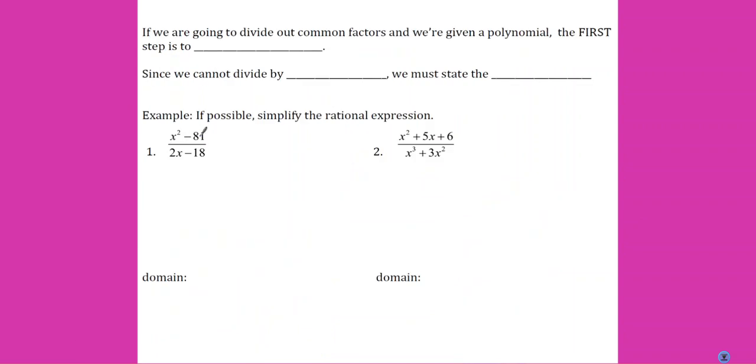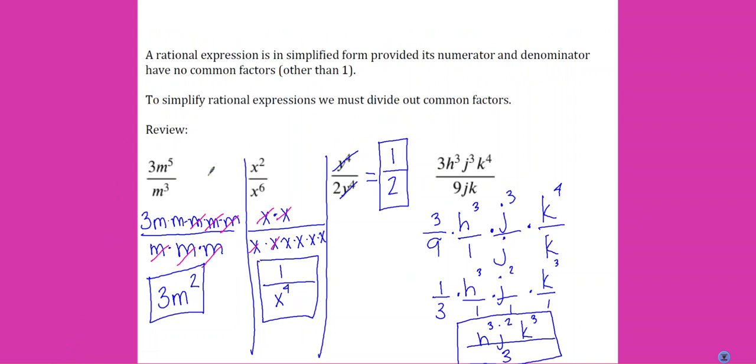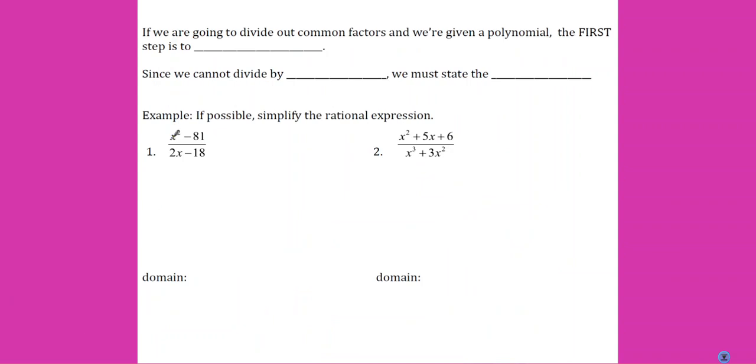But what if we're given a polynomial? These were all monomials, single terms where everything's being multiplied together. Here we have some polynomials. The first thing we have to do is factor so that we can divide out the common factors. And since we cannot divide by 0, we are going to state the domain. Basically it's going to be a domain restriction, and I'll show you what that means in a second.